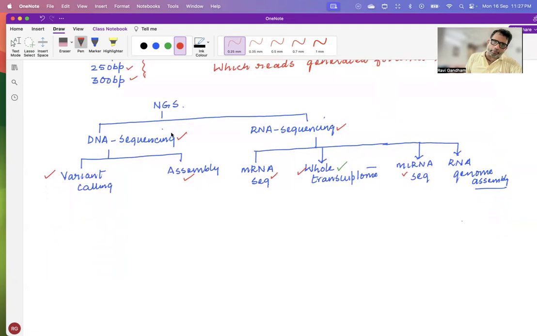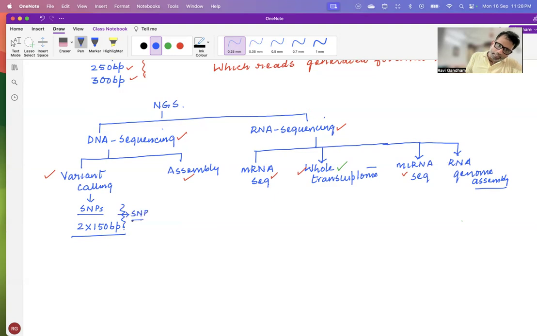Now we'll have a look at the read length that is needed for each one of these sequencings. For variant calling, when you talk about variant calling, we are talking about calling the SNPs. And this needs around 2 into 150 base pair read length. That means paired end data of 150 base pair read length is required for variant calling and to generate SNP data.